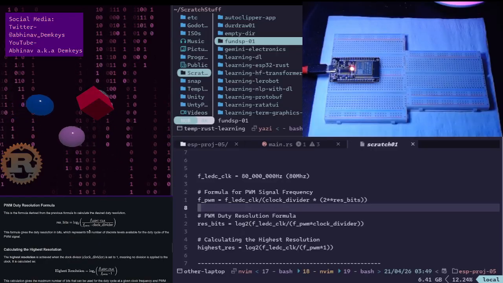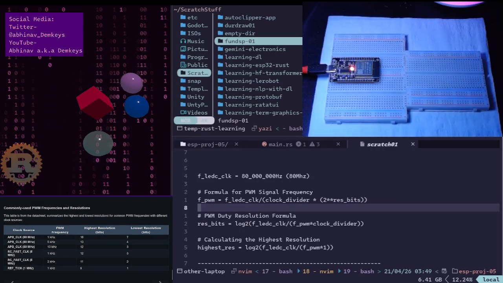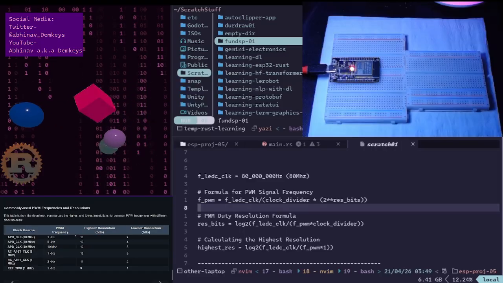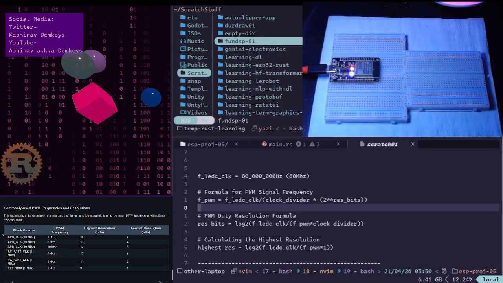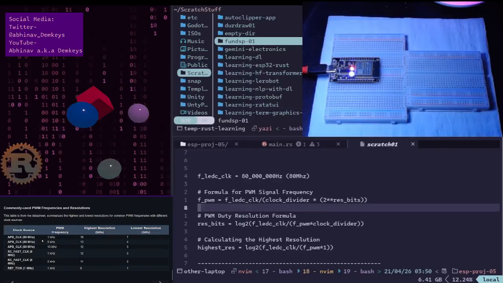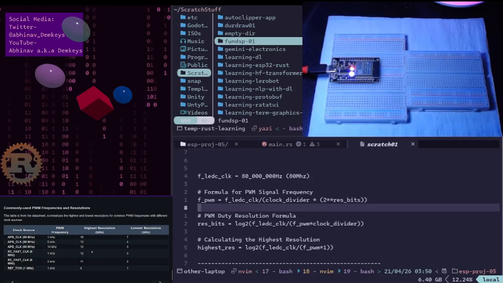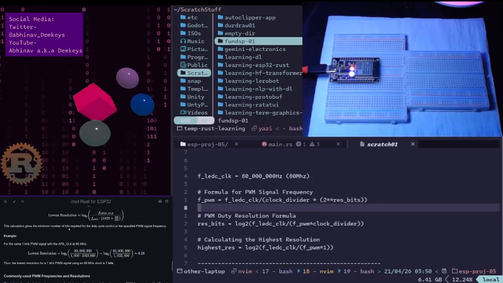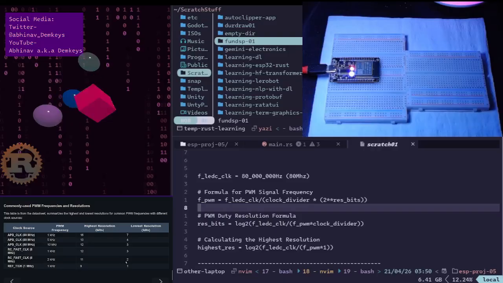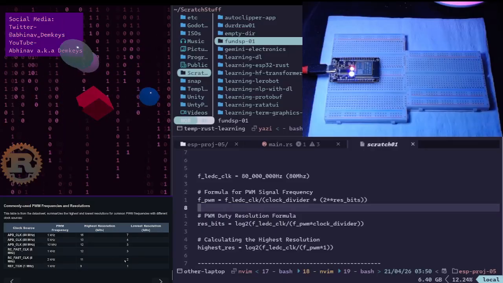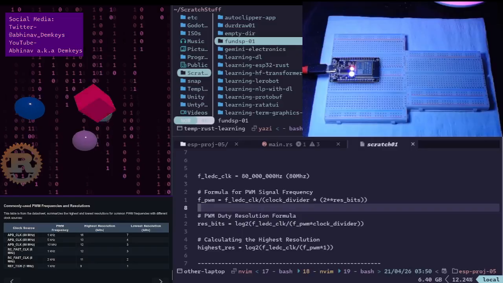Actually, they mentioned something down here, right? PWM frequency. Okay, APB clock, the APB clock frequency is going to be 80 megahertz. Yeah, I guess after all of this has been explained, we come down to this, which is apparently the most common PWM frequencies, and we can just use one of these.